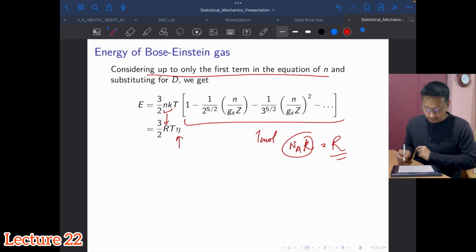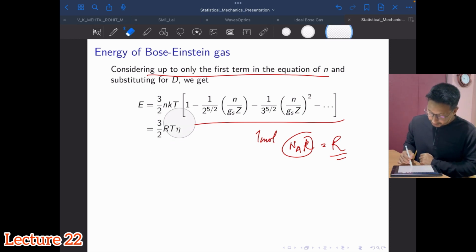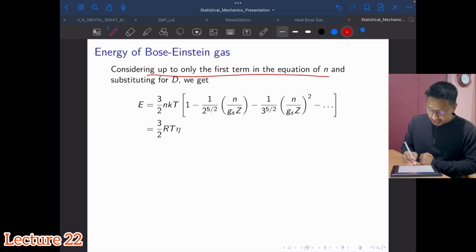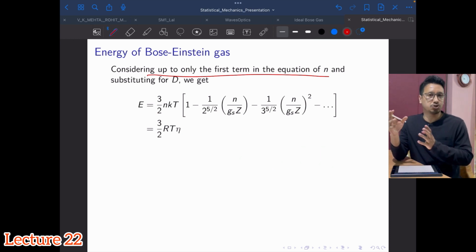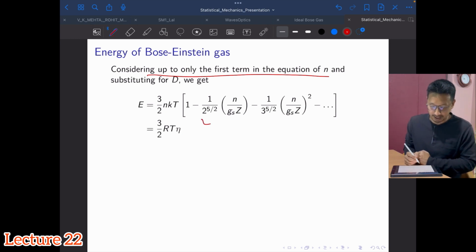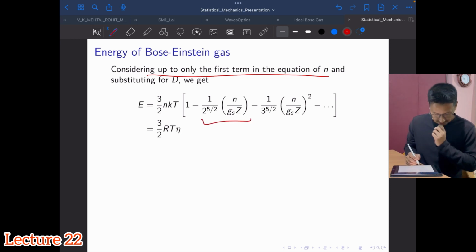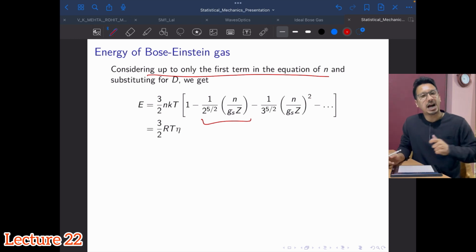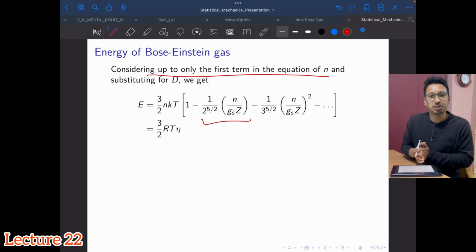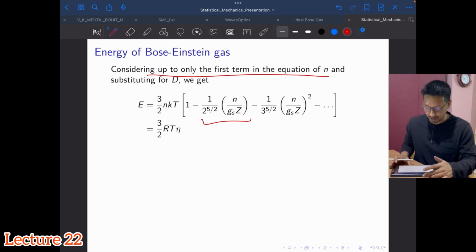Now, a point to note here. If our degeneracy term is extremely small, I can ignore this part, and I will remain with energy equal to 3 by 2 RT, which is the energy for a perfect gas. Whenever this degeneracy term, n by gs z, makes a significant contribution, we have to add term after term, and the gas will slowly deviate from the perfect gas. This expression tells you that.